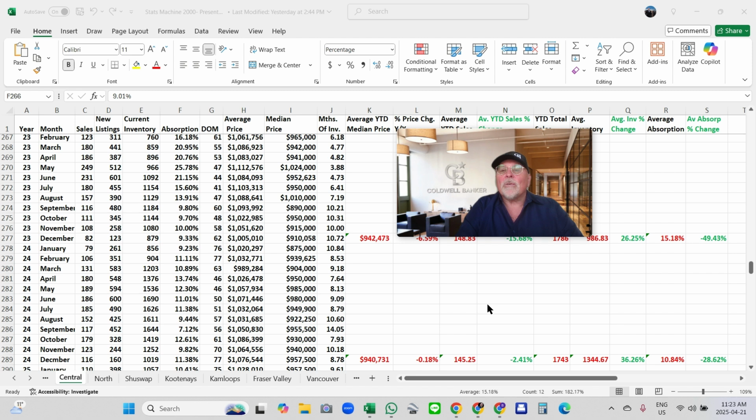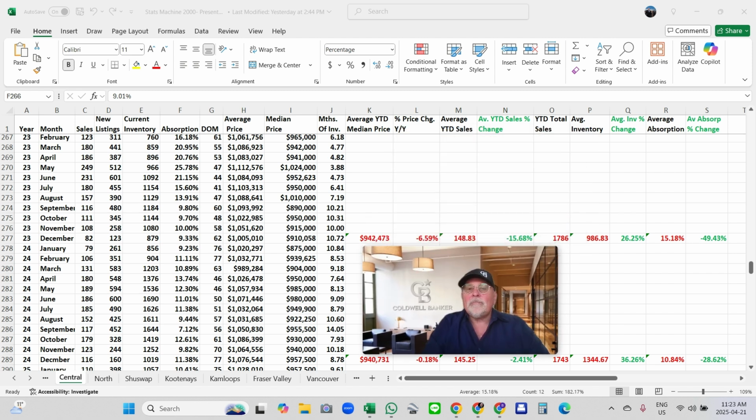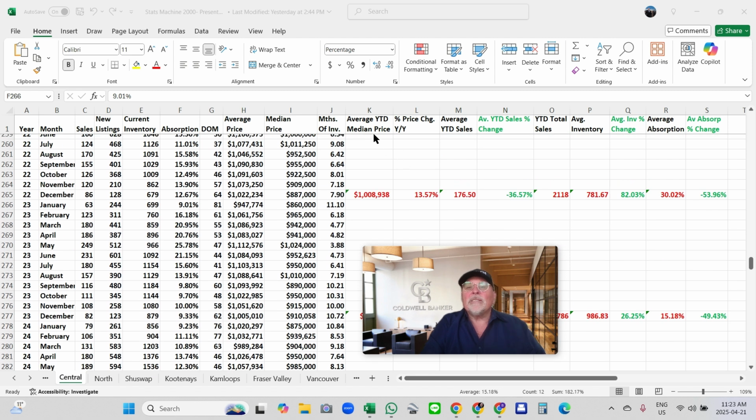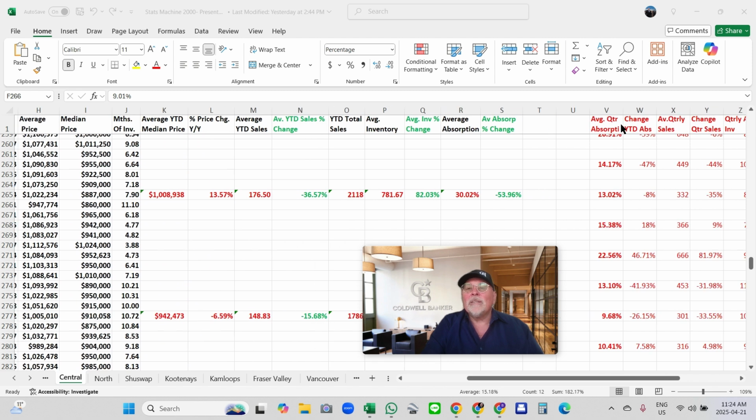So you can go right across here and you've got average year-to-date median price, you've got the percentage change, you've got average year-to-date sales and the percentage of change, average year-to-date total sales, average inventory and the percentage of change in that average inventory, and then average absorption and the percentage of change in that average absorption.